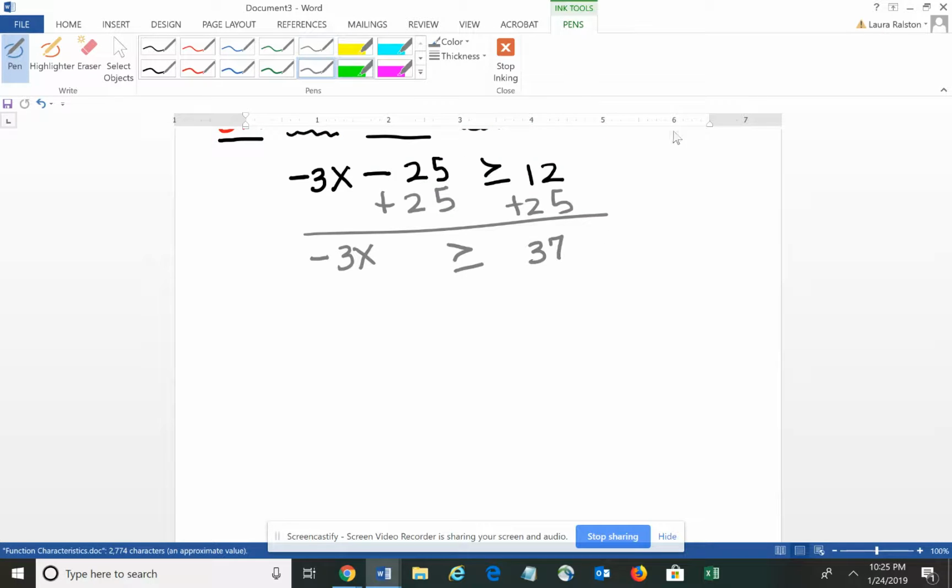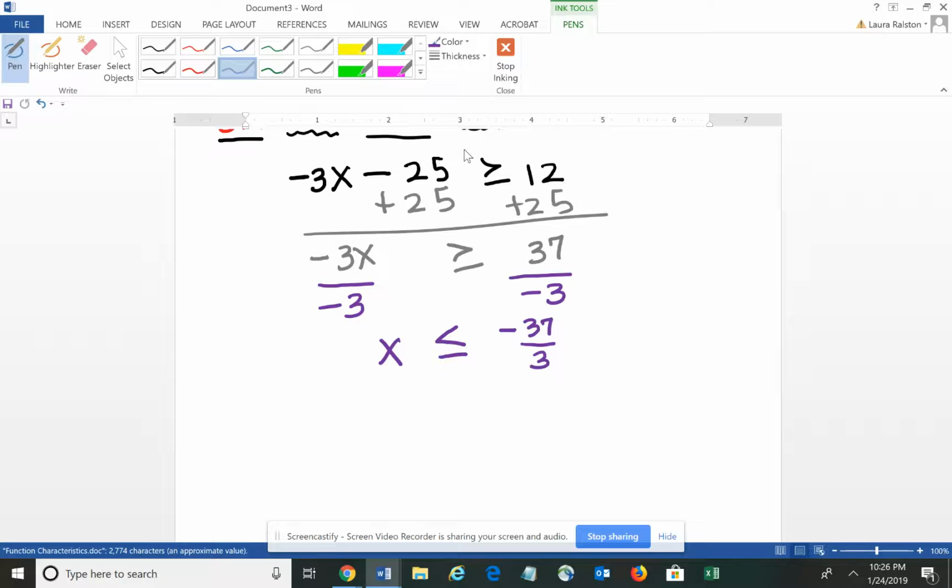I'm then going to divide both sides by negative 3. And again, be careful. We are dividing by a negative number, so I need to invert the inequality so it becomes less than or equal to. And I have positive 37 over negative 3, so it's really negative 37 thirds.